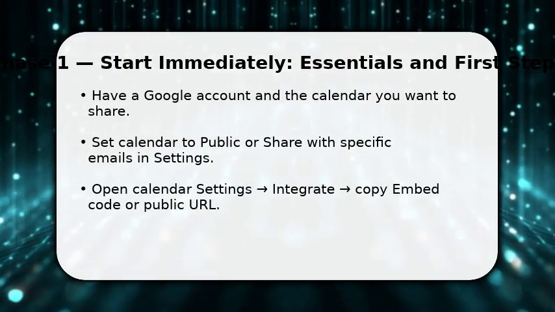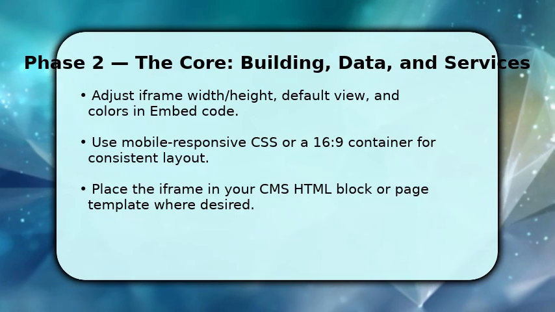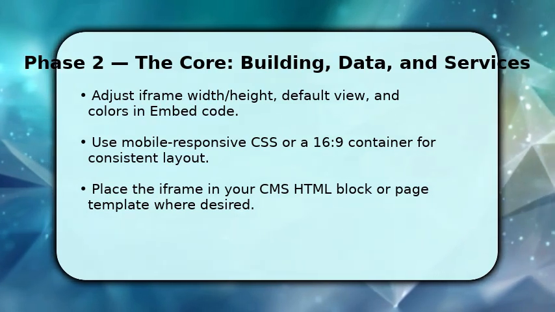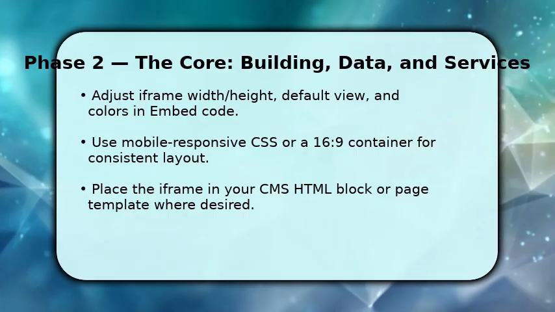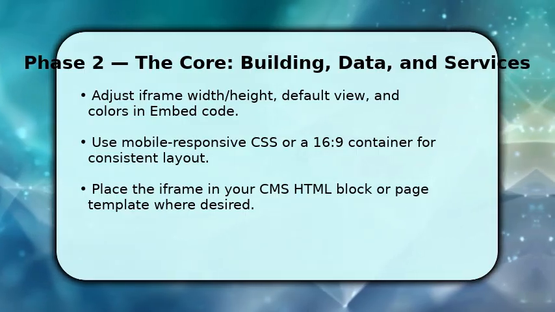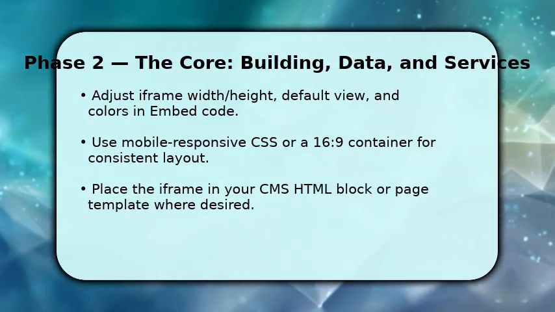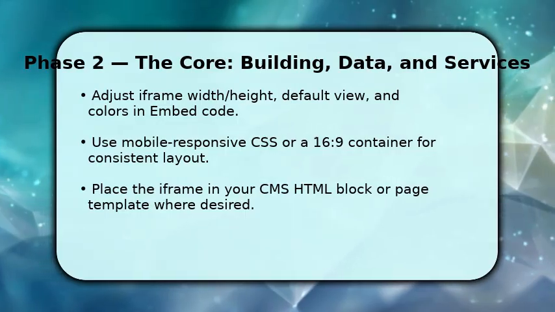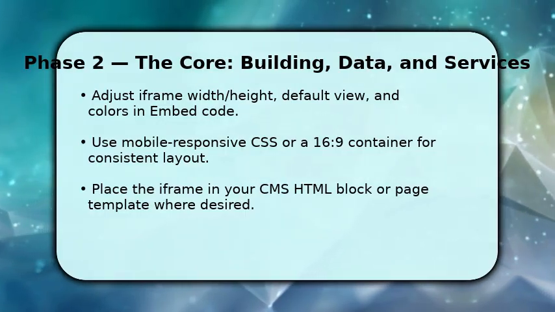Once you have the embed code, customize it. Change width, height, default view (week, month, agenda), and color parameters so it matches your site style. Make sure to wrap the iframe in a responsive container or apply simple CSS so it scales on mobile. This prevents scroll bars and layout breaks.